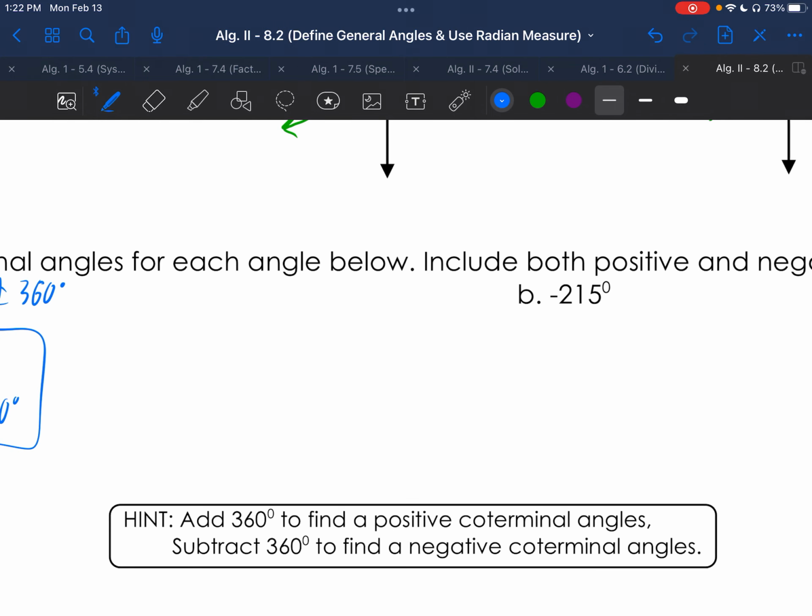We need to try letter B on your own. So once again, we're going to be adding or subtracting 360. If we add 360 to 215, we get 145 degrees as one coterminal angle, the positive one. If we subtract 360, we get negative 575 degrees as the negative coterminal angle.